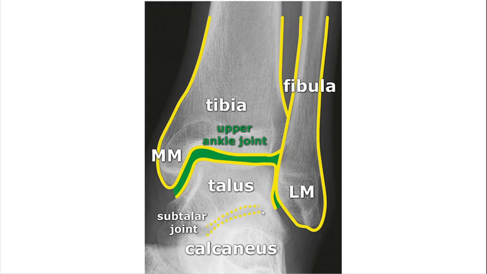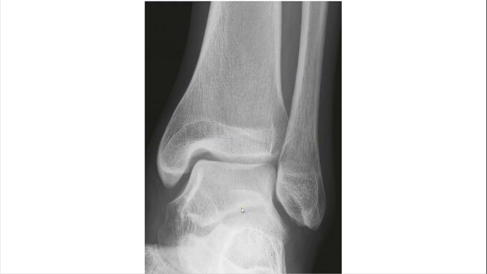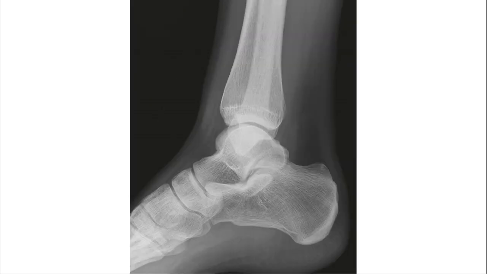The subtalar joint is this one, because here the talus and the calcaneus are overlapped, since this is an AP view, but you can see the joint cavity of the subtalar joint very clearly here, right? So right now this is a lateral view of the ankle region.